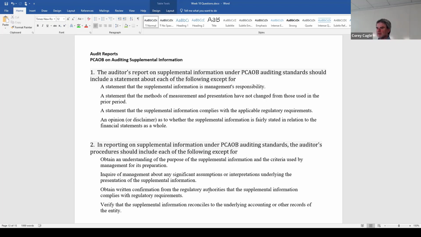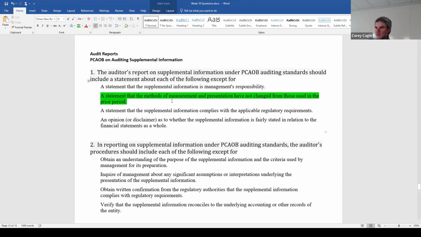This is an interesting one. It's a little carryover from an earlier section more than this section. But B says we should not include a statement that the methods of measurement and presentation have not changed from those used in the prior period. So a little deeper thinking on this is that's a comment about the consistency of the financial statements from year to year, which we said there's only 2 reasons we would do that, right? And this isn't one of those reasons. So there you go. It's an interesting little question, but the others are fine.